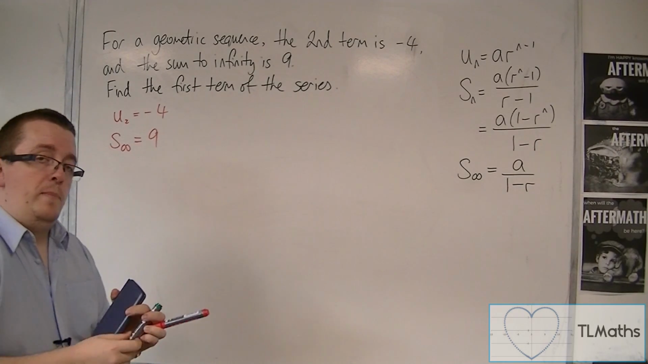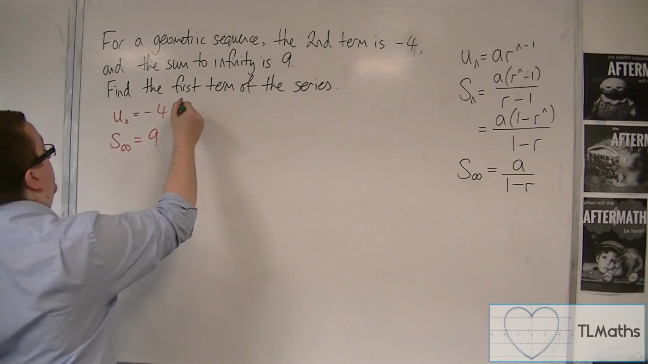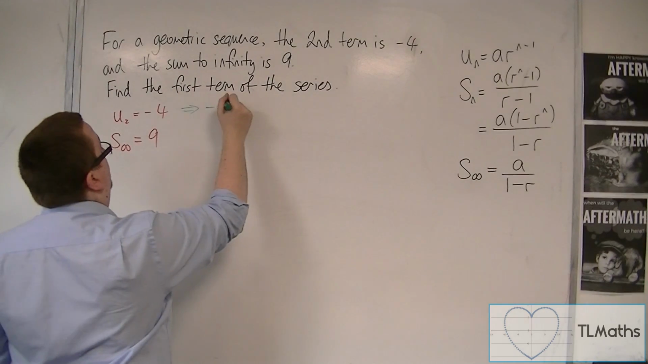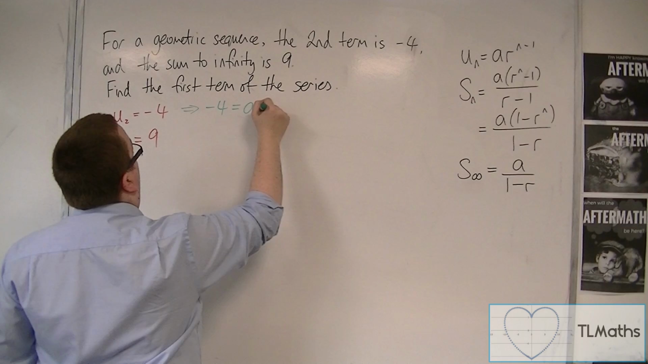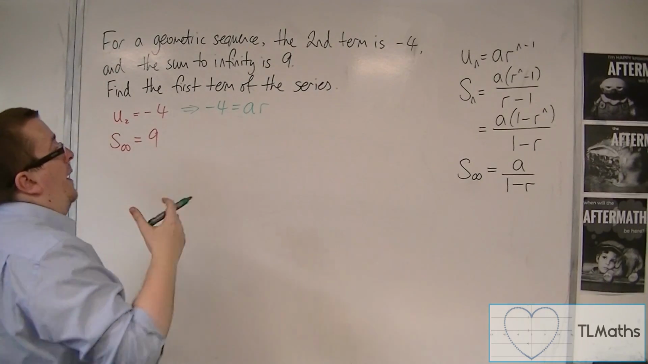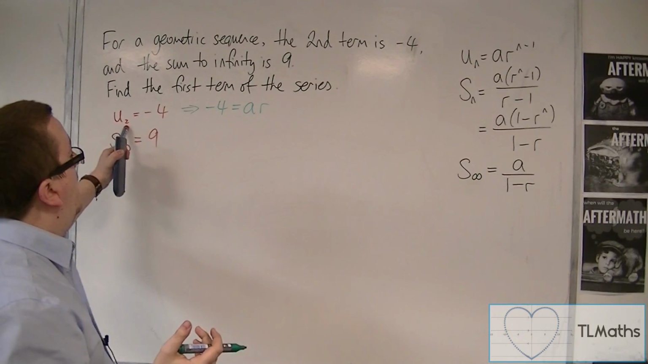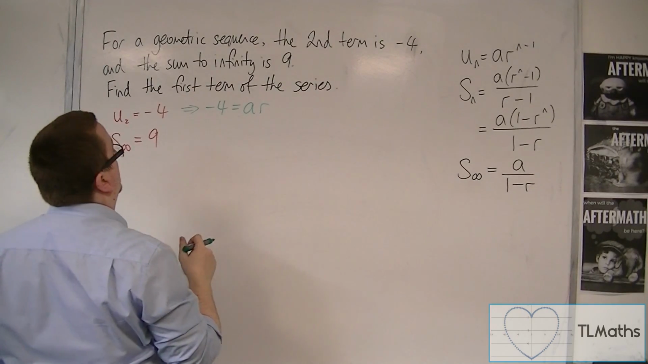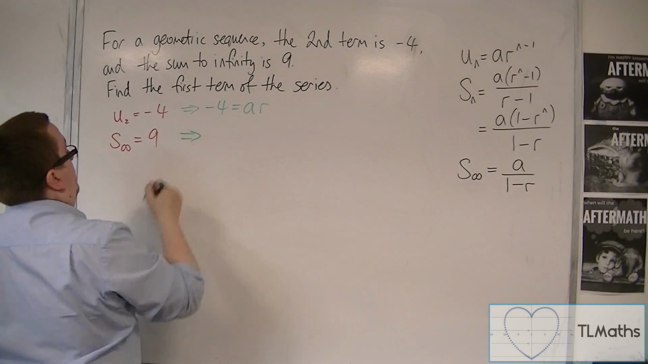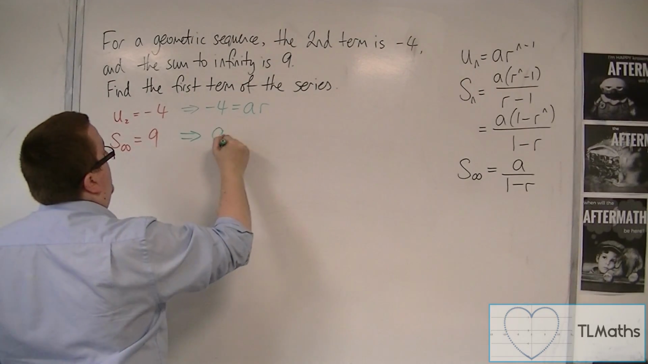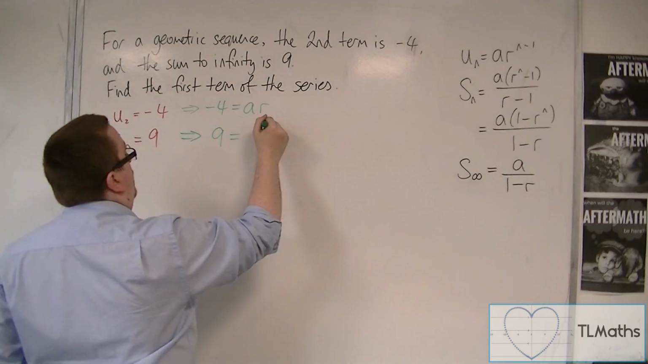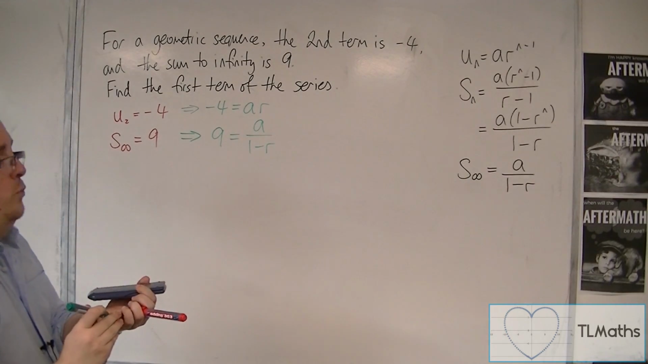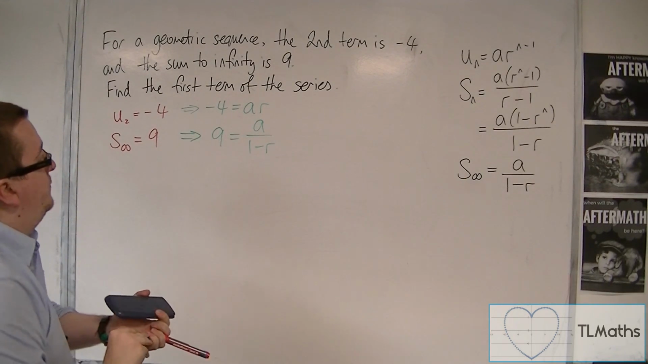So from these two bits we can get two equations. If u2 is -4, then -4 is equal to AR, okay, so AR to the n minus 1, where n is 2, and so this would just be A times R. If the sum to infinity is 9, then 9 is equal to A over 1 minus R. And we now need to work with these two equations.